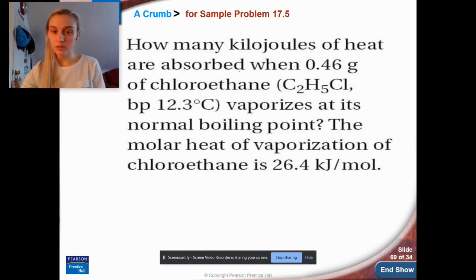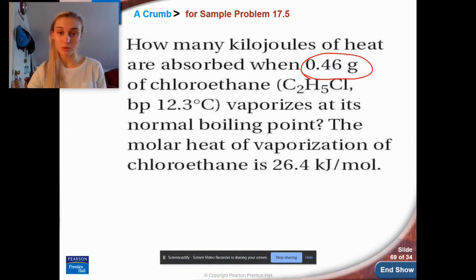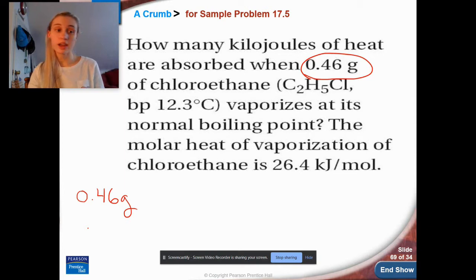And so we're going to do the same thing we always do, which is start with our given. And so we are given this number right here, which is how much chloroethane we have. And so we're going to set up our problem with that as our beginning. And I want you guys to notice something. When I did the first part of these notes last week, I didn't give you any formulas. All I gave you were these values. So I told you what heat of vaporization, heat of solidification, heat of condensation, heat of fusion were, but I didn't tell you any formulas to use.